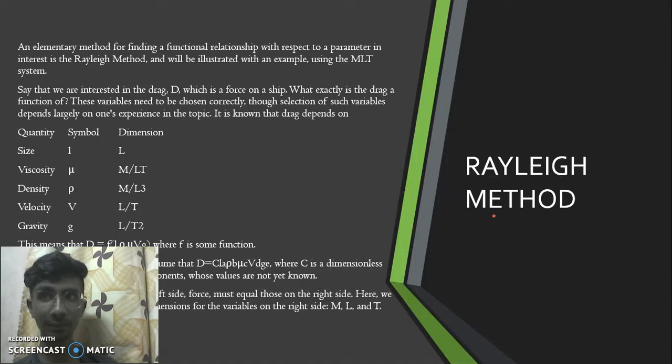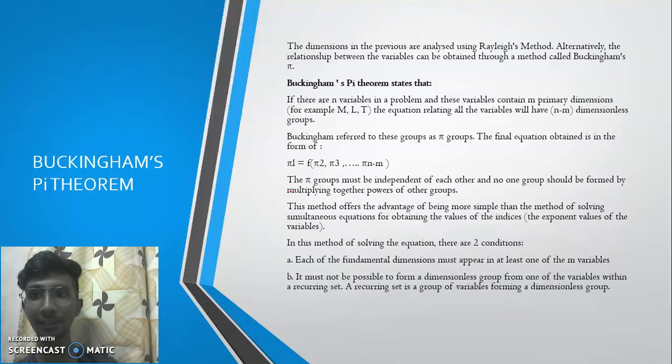So there are two methods we use for dimensional analysis. First one will be the Rayleigh method. An elementary method for finding a functional relationship with respect to a parameter of interest is the Rayleigh method. It will be illustrated with an example using the MLT system. So this is the example which we got, and I will also give an example on that later. Buckingham's pi theorem is the second method.